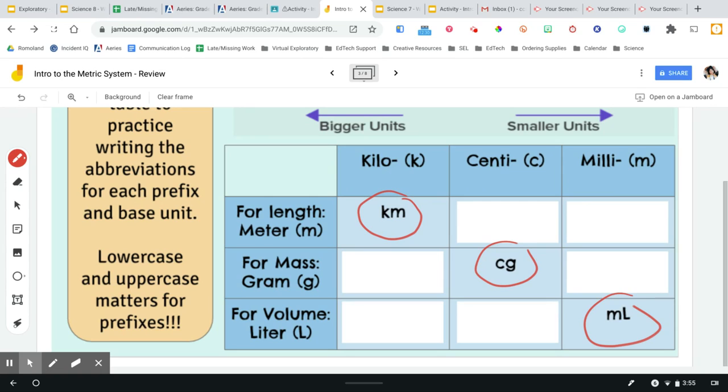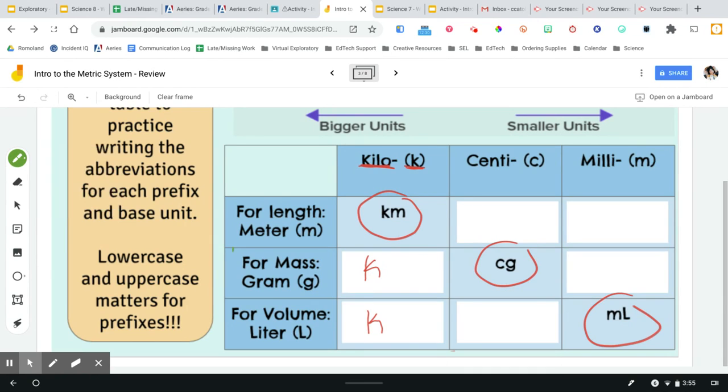How I did that is I would start with the prefix first. I need to figure out what the prefix I am working with is. So for this column right here, I know that the prefix is kilo, and the abbreviation for kilo is K. So all of these columns should start with a K. So easy as that. I have half of my abbreviation done, but I need to figure out exactly what goes next. What is the base unit?